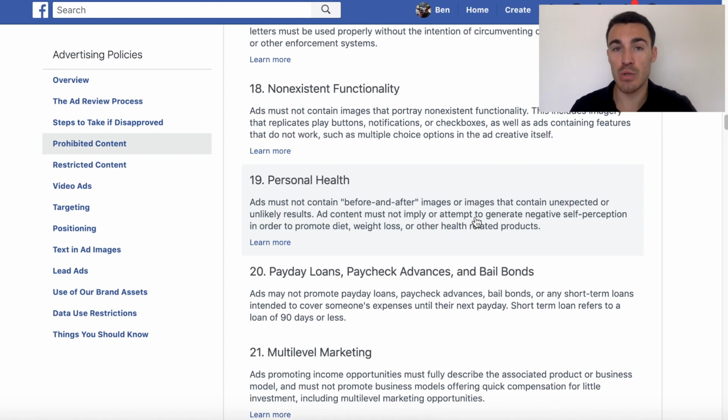You also don't want to use ad images that are too zoomed in on any particular body part. You could have a whole person or, sort of, neck up or something, but don't zoom in on a big bicep if you're a personal trainer or something like that.